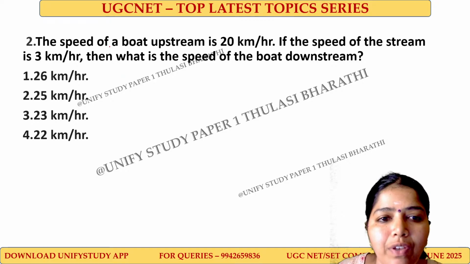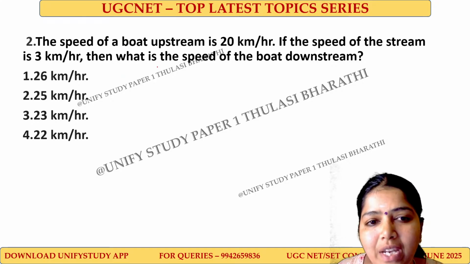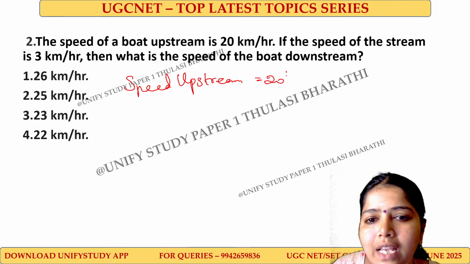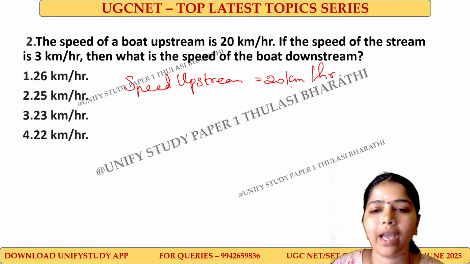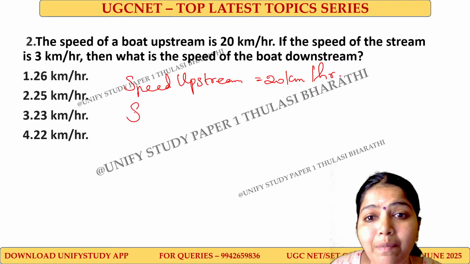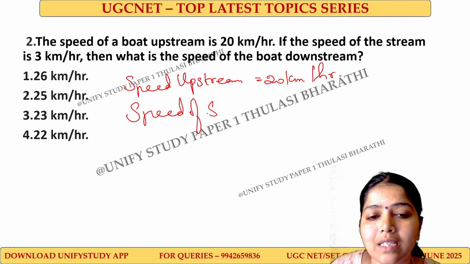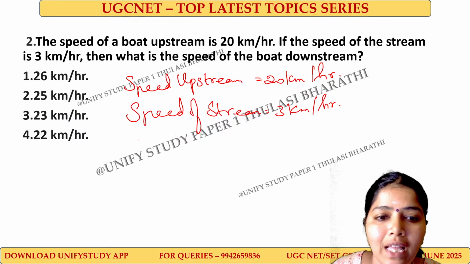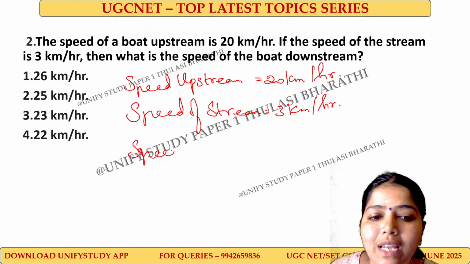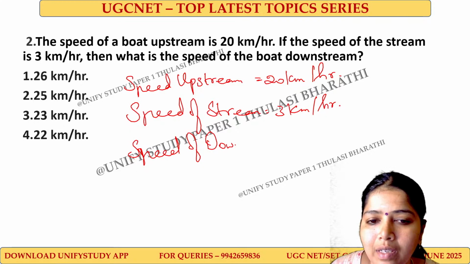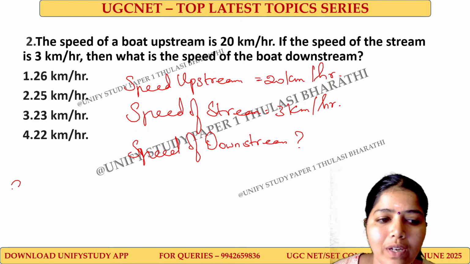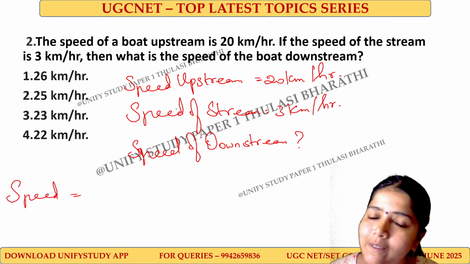Second problem. Here they have given the speed of the boat upstream, 20 km per hour. If the speed of the stream is 3 km per hour, then what is the speed of the downstream? Speed of the downstream, that is equal to what? What is the formula?